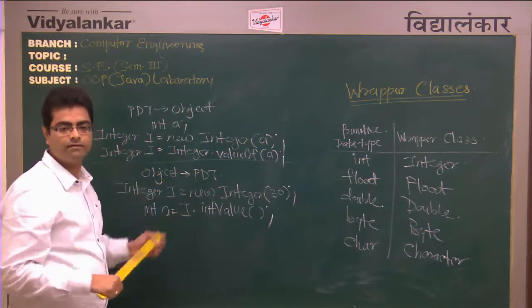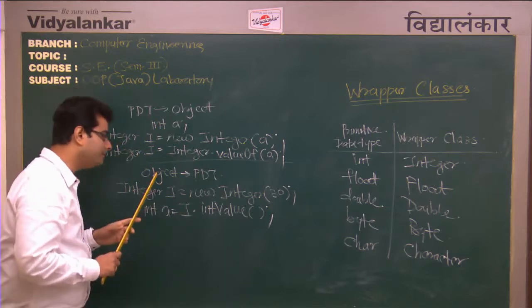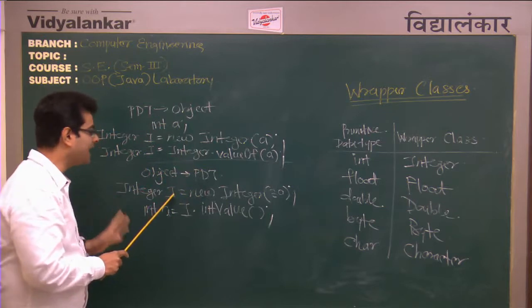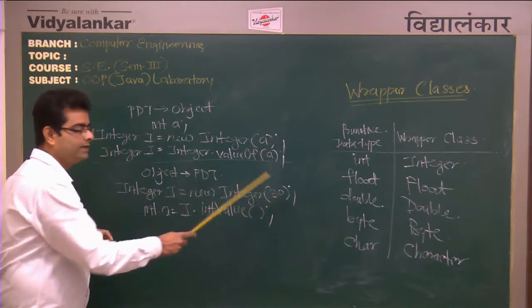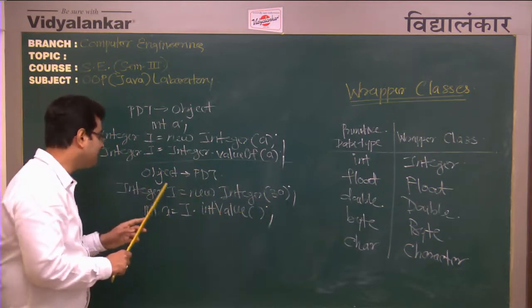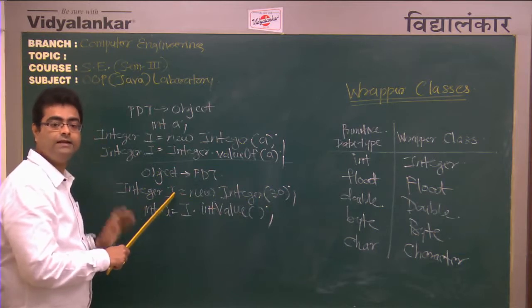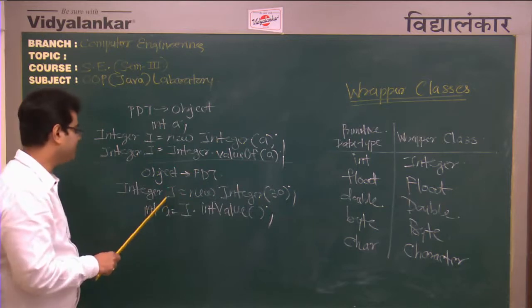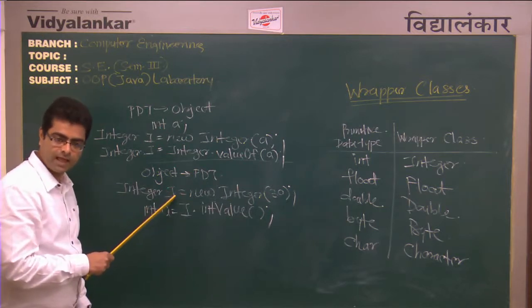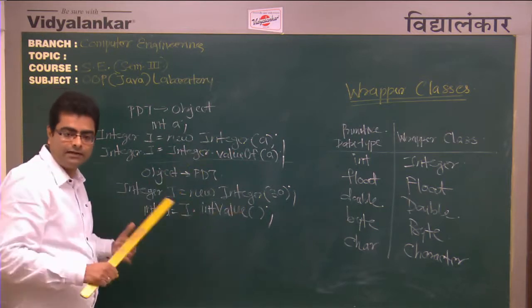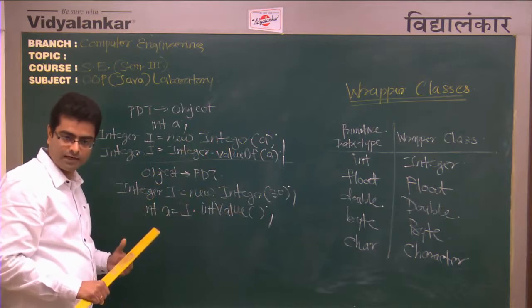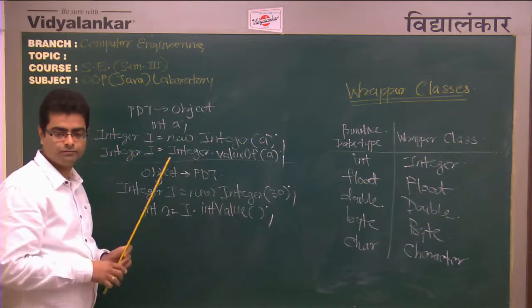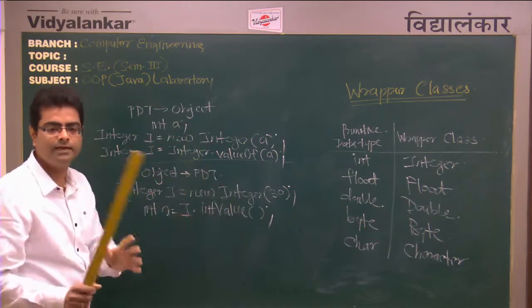Now the reverse conversion. If I want to convert an object into a primitive data type. For example, if I am having an object I which is holding a value 30, and if it is an Integer class object, then it will get converted into integer primitive data type. If I is an Integer class object and if I want to get int type from that Integer object, then it can be achieved using the method intValue. So for every type, a specific method is there.